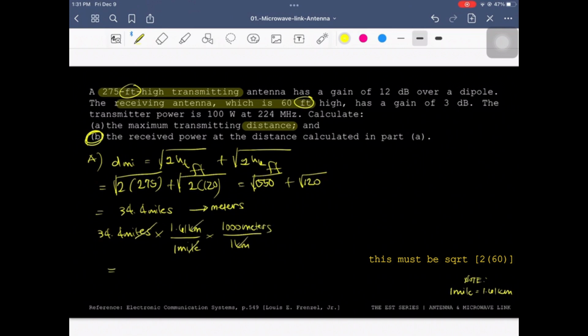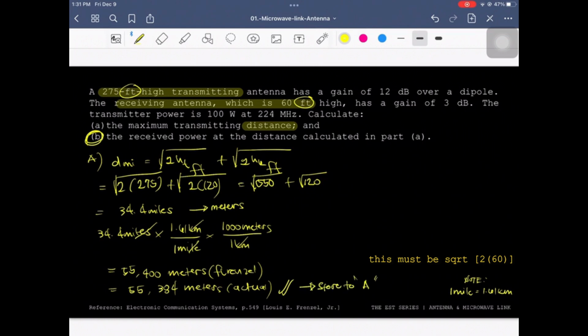And we would get an answer of, kay Frenzel, pag yung tingnan nyo kay Frenzel, ang sagot niya is 55,400 meters. But, if you're going to use your calculator, you will arrive at an answer of 55,384 meters. But for this video, we will use the latter, which is 55,384 meters. And by the way, you can already store this value to A para mas madali siyang i-plug in sa calculator mamaya.